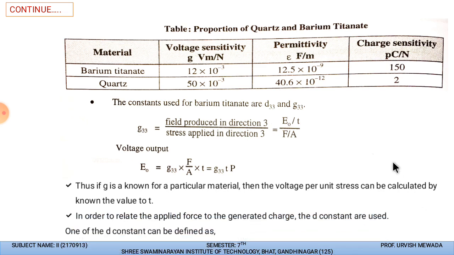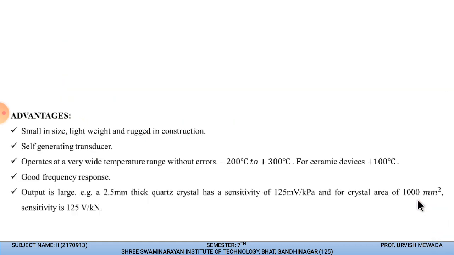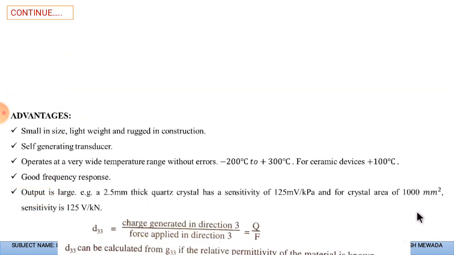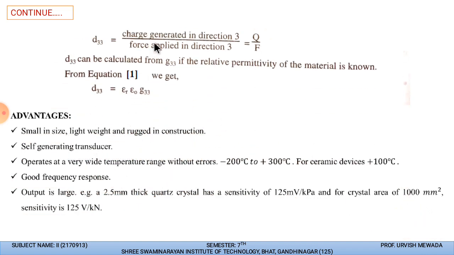In order to relate the applied force to the generated charge, the d constants are used. One of the d constants is discussed in the next slide. d33 is the charge generated in direction 3 and force applied in direction 3, so that will be Q by F. So we can write this equation. d33 can be calculated from g33.